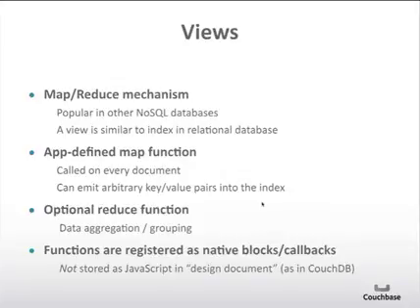The map function is defined by your app. It's actually set up as a block in Objective-C. It gets called on every document that gets added or modified in the database, and it can add arbitrary key value pairs into the index.